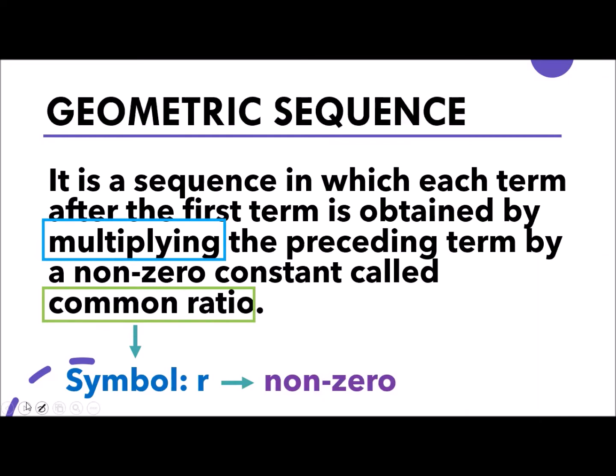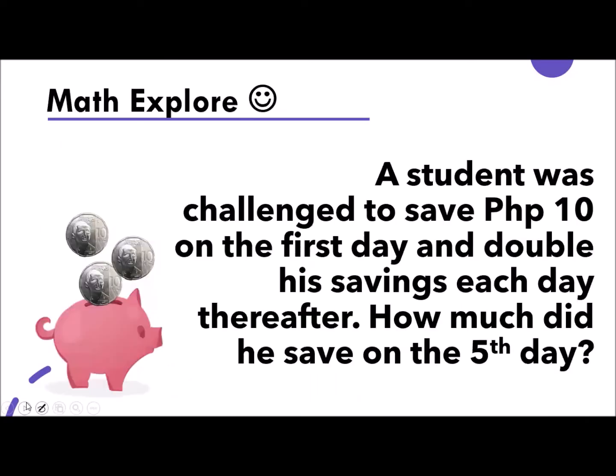Okay? So, let us generate the formula of geometric sequence using this situation. A student was challenged to save 10 pesos on the first day and double his savings each day thereafter. How much did he save on the fifth day? So, let's take note of the keywords. The first day is 10 pesos, which means our a sub 1 is 10.